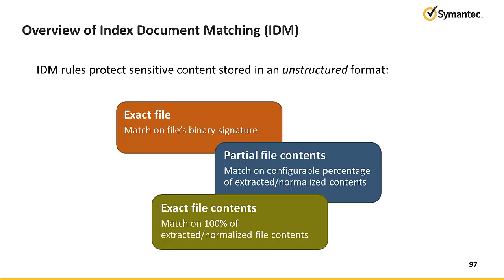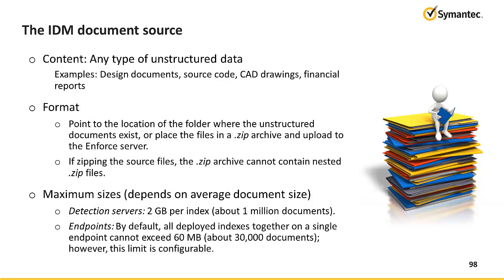On detection servers only, IDM supports exact file content matching to detect 100% matches of extracted and normalized file contents. The source files to be indexed can reside in any folder that is accessible from the Enforce server. Alternatively, you can add the source files yourself to a zip archive and upload it to the Enforce server. The methods for uploading the zip file are explained in the Configuring IDM section of this lesson.